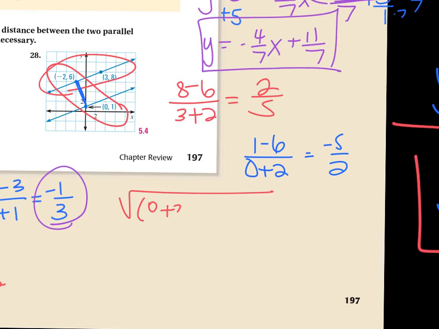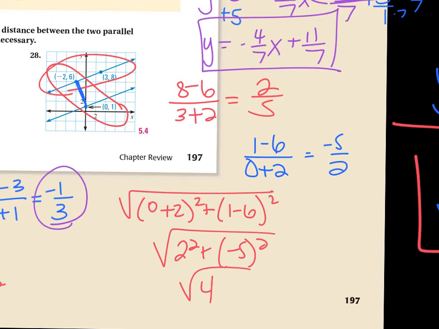So 0 minus a negative 2 becomes plus 2. 1 minus 6, 2 squared plus negative 5 squared, 4 plus 25, which is the square root of 29. Again, doesn't break down that much, so that one stays how it is.